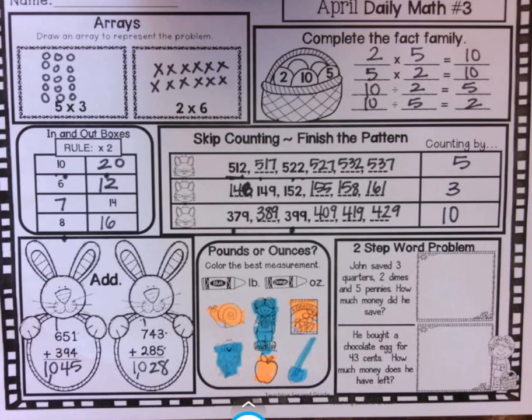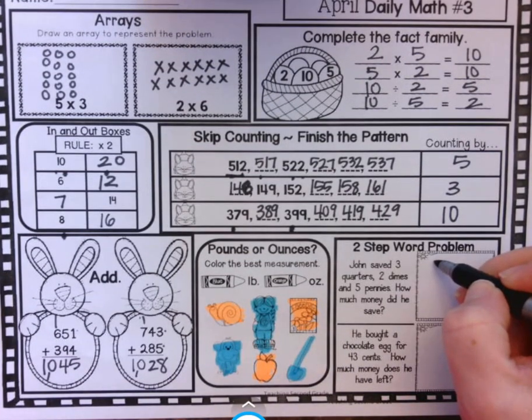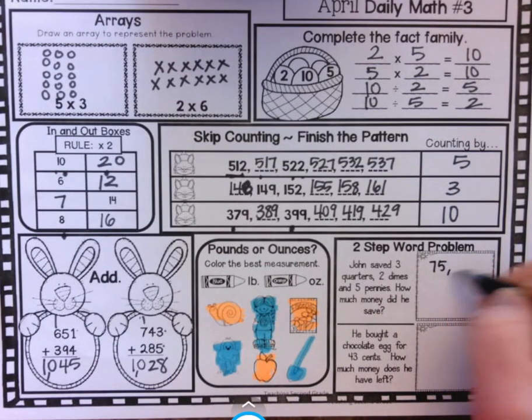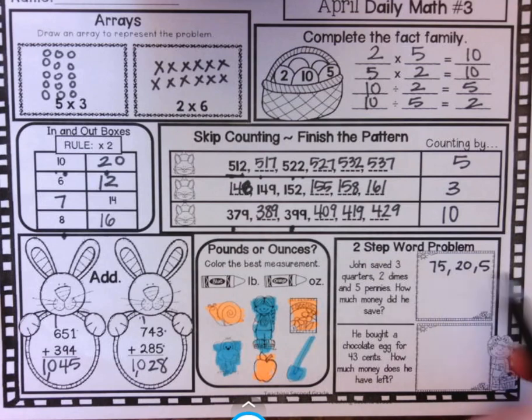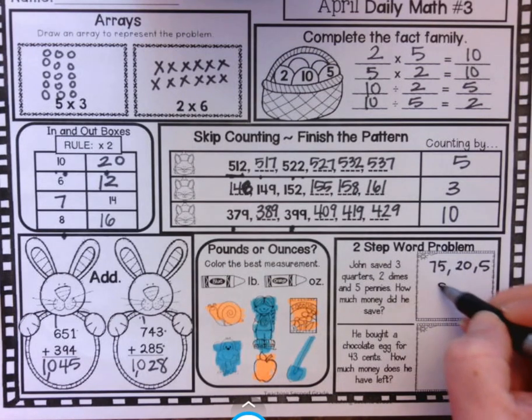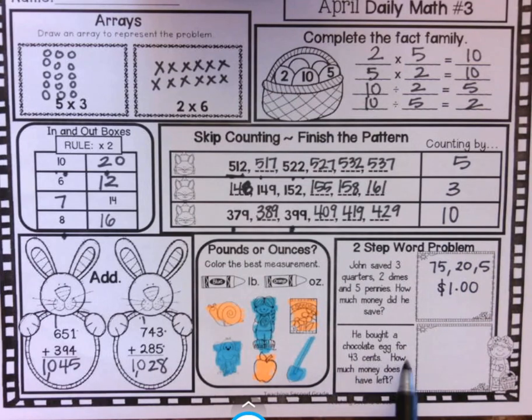2-step word problem. John saved 3 quarters, 2 dimes, and 5 pennies. How much money did he save? He had 3 quarters, 75. He had 2 dimes, which is 20, and he had 5 pennies. So 75, 85, 95, $1. He saved $1. He bought a chocolate egg for 43 cents. How much money does he have left?